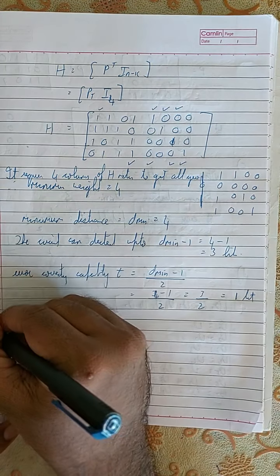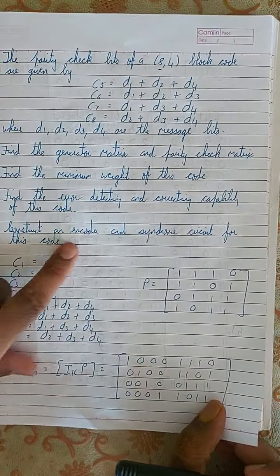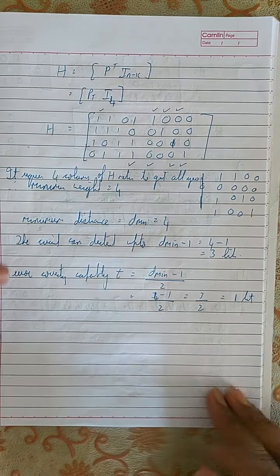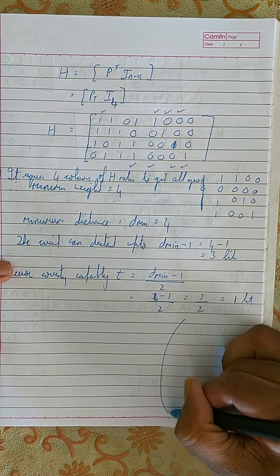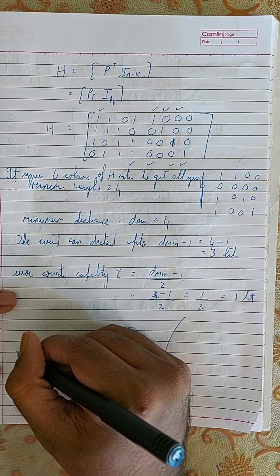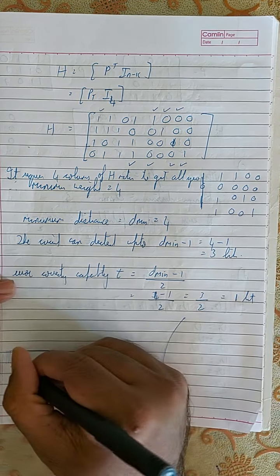Okay, that's the equation. Now the last part is implementing the encoder and the syndrome circuit. Encoder, all of you know how to draw, right? Let me draw the encoder. It requires a commutator, and this is (8,4), so you need a 4-bit shift register.